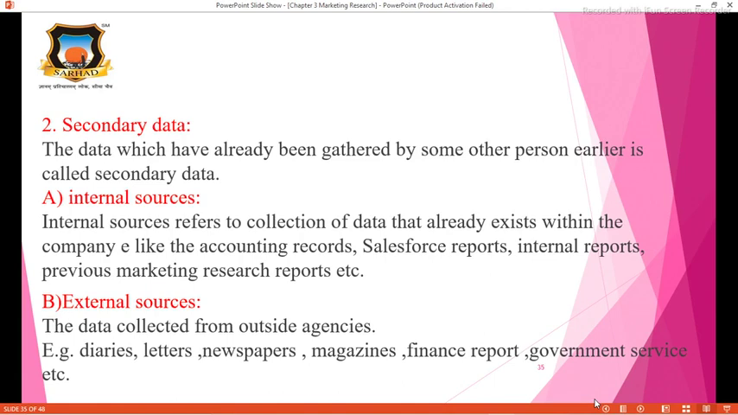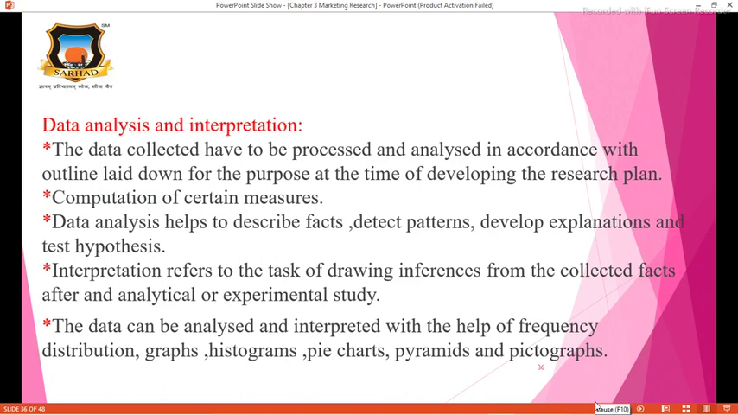The internal sources refer to the collection of data that already exist within the company, like accounting records, sales force reports, internal reports, previous marketing research reports, etc. The external sources are data collected from outside agencies, like diaries, letters, newspapers, magazines, financial reports, government services, etc.